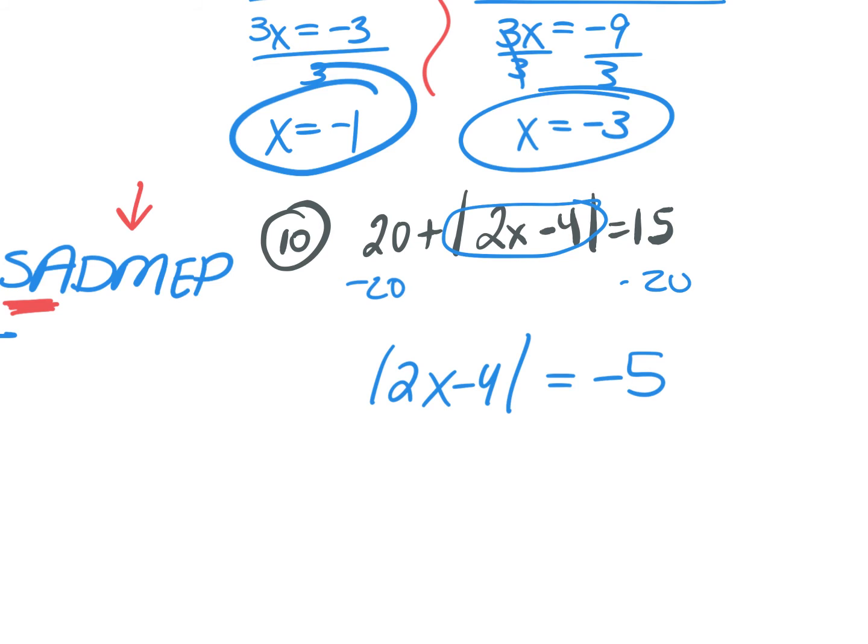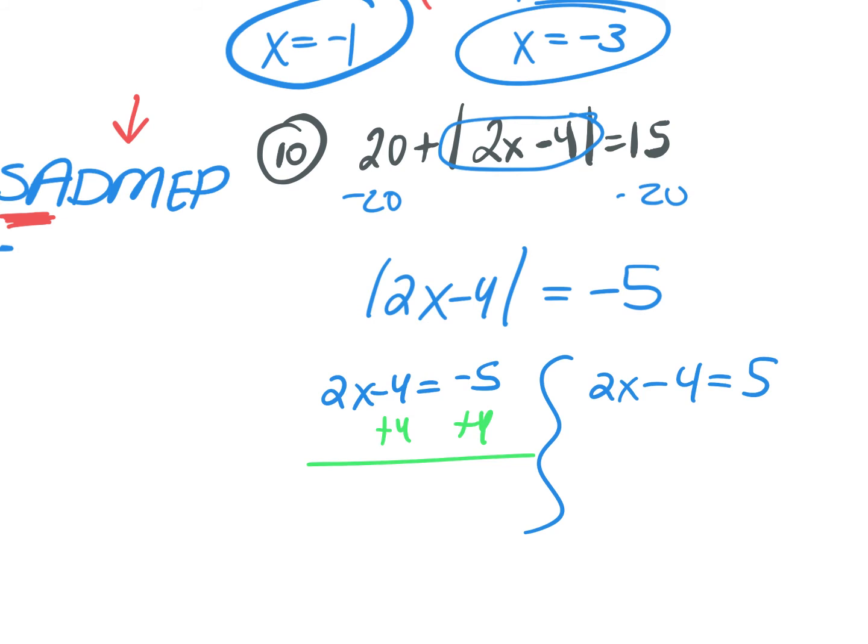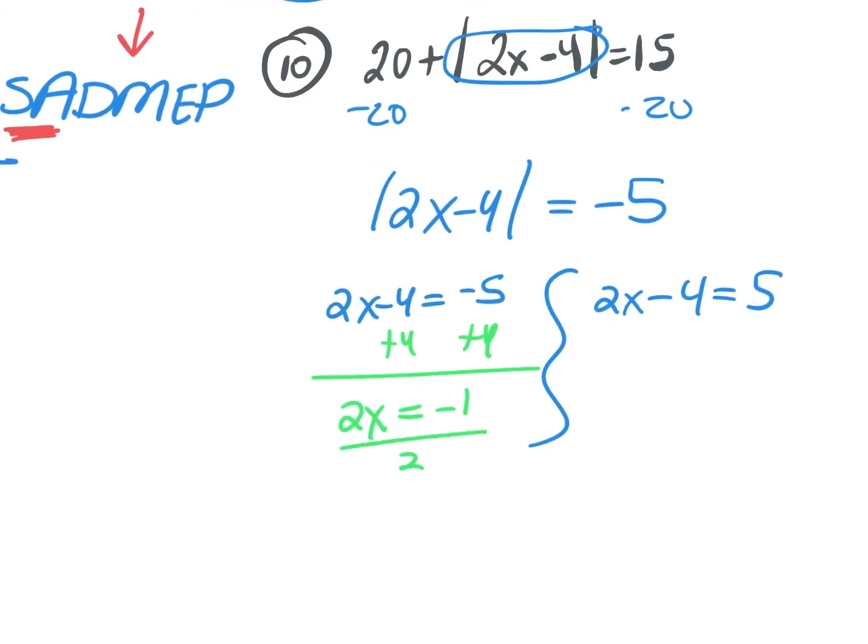If you saw that right here, because your absolute value, what's inside of your absolute value cannot be negative. The entire value will not be equal to a negative number. But if you don't see that right here, keep going. No worries. You have 2x minus 4 equals negative 5, and 2x minus 4 equals positive 5. So I'm going to add 4 to both sides. 2x equals negative 1, right? Divide by 2, and I get x equals negative 1/2.